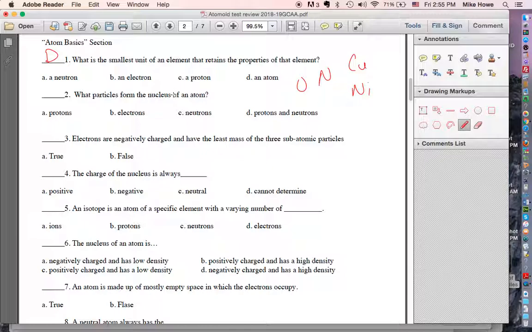In the nucleus, we know that 2 of the 3 subatomic particles are in the nucleus. What are they? The protons and neutrons. So the best answer is choice D.